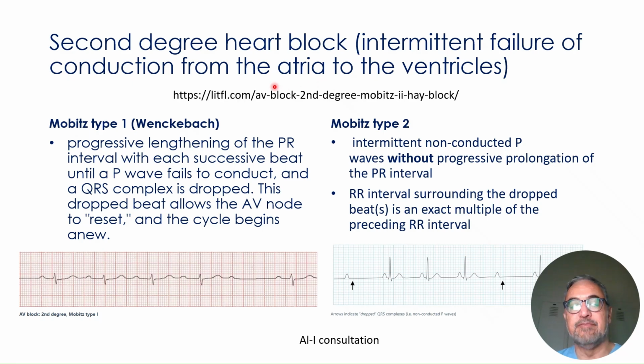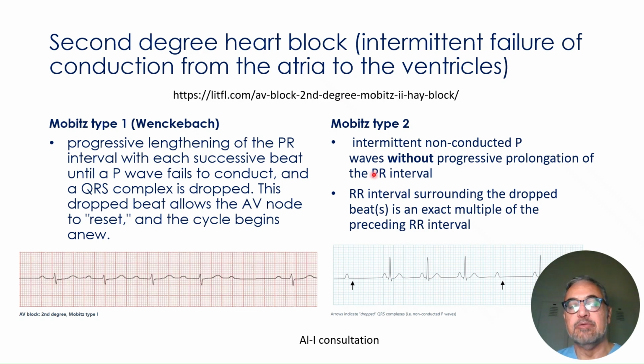Second-degree heart block is intermittent failure of conduction from the atria to the ventricles. It can be Mobitz type 1 or Mobitz type 2. Mobitz type 1 is progressive lengthening of the PR interval with each successive beat until a P wave fails to conduct. In Mobitz type 1, the QRS that is preceded by a P wave that occurs after that has a shorter PR interval. So the PR interval is getting prolonged, and then there's a dropped beat, and this is a shorter PR interval.